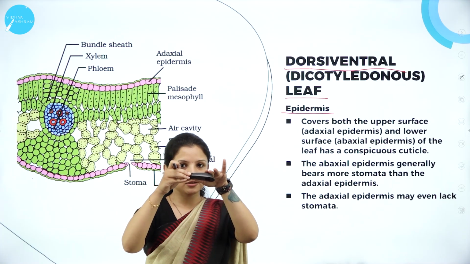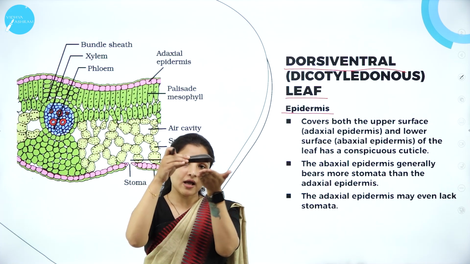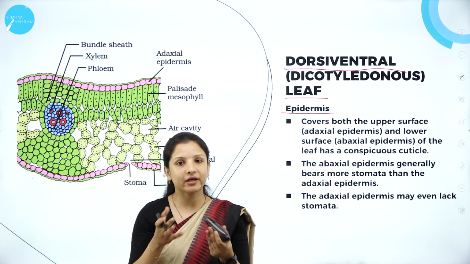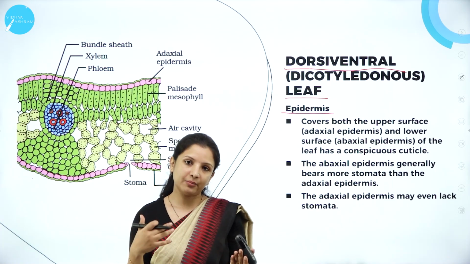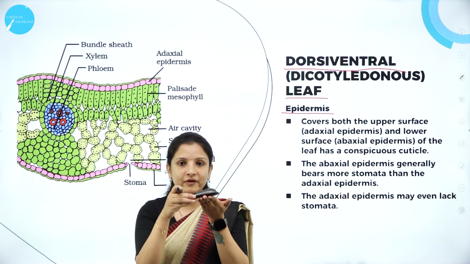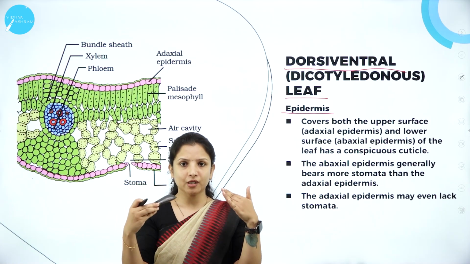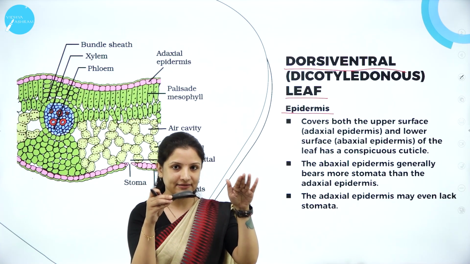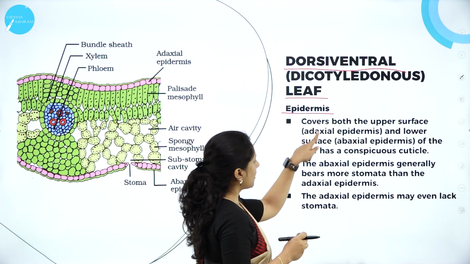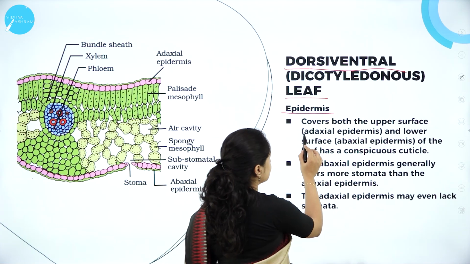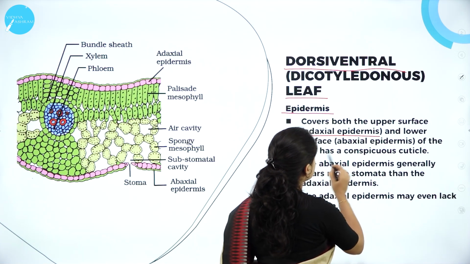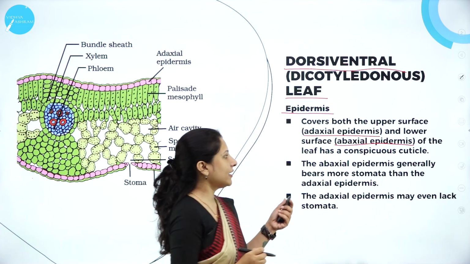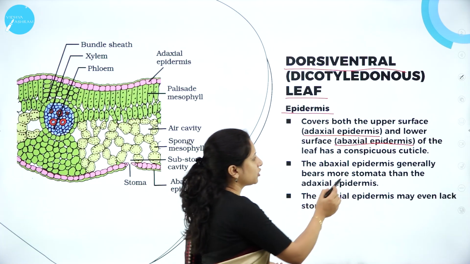So the upper side is called as the adaxial side and the lower side is called as the abaxial. Now how can you remember this? It's quite confusing, right? Adaxial, abaxial. So lower means always remember it as back. So therefore lower side will be abaxial side, upper side will be adaxial side. So therefore it covers both the upper surface, that is the adaxial epidermis, and the lower surface which forms the abaxial epidermis. And the leaf has a conspicuous cuticle.